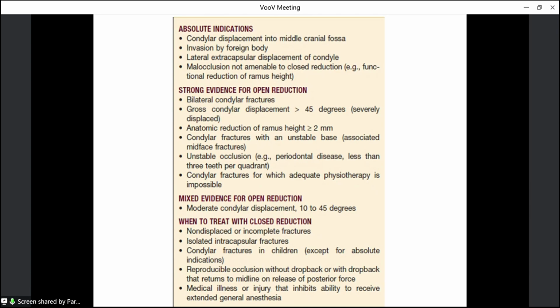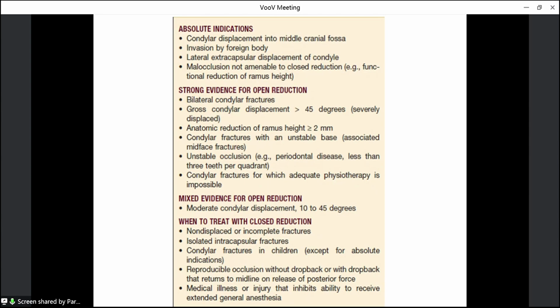The last one is condylar fracture for which adequate physiotherapy is impossible, like in the case of a psychiatric patient, where we can't give any instruction and they will not follow the instruction. In such cases also, it's better to operate surgically. So in these conditions, it's always better to do surgery rather than non-surgical treatment. You can also treat non-surgically, but it is better to do surgery. So it is called strong evidence for open reduction.